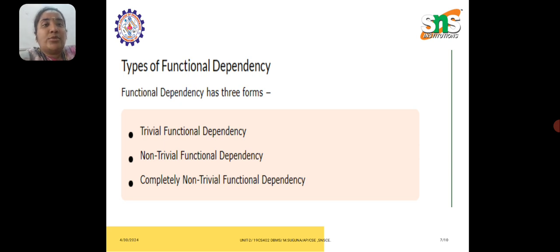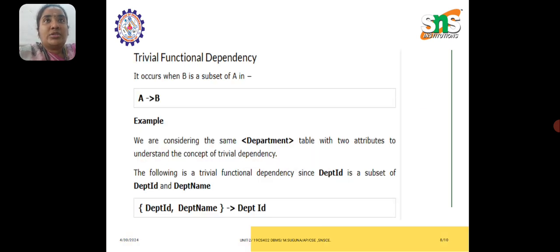Today's topic is on types of functional dependency. What is a functional dependency? There are three types of functional dependency. One is a trivial functional dependency, another is a non-trivial functional dependency, and the third is a complete non-trivial functional dependency. What is a trivial functional dependency?